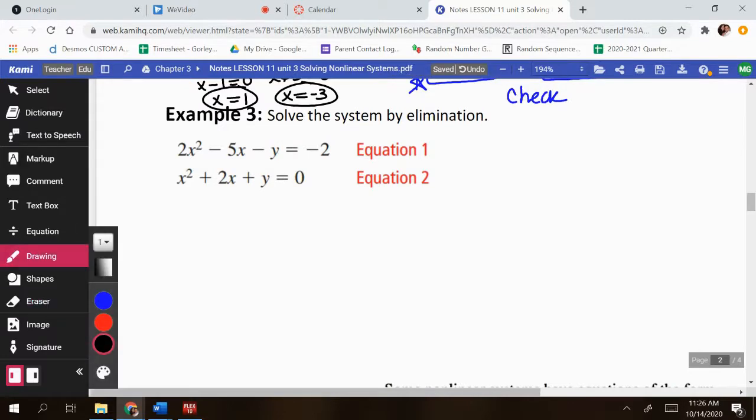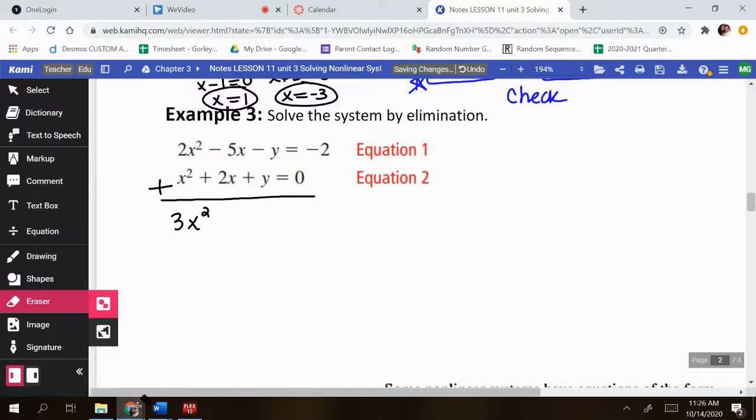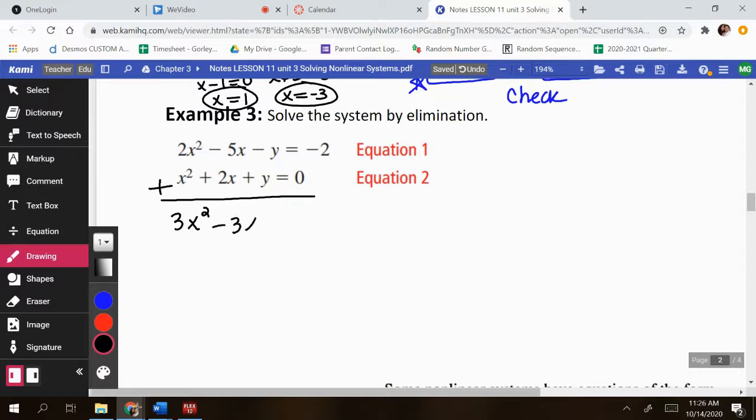And you can see right now that if I were to just add these two equations together, negative y plus y is already going to go away. So we're going to get 3x squared minus 3x. The y's cancel, equal negative 2. And right there, I can see I have a quadratic equation. Let's set it equal to 0 and try to factor it.